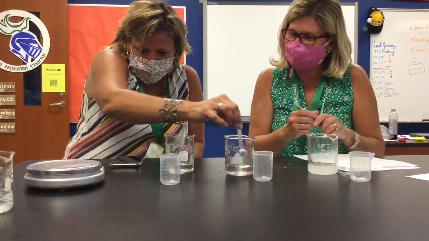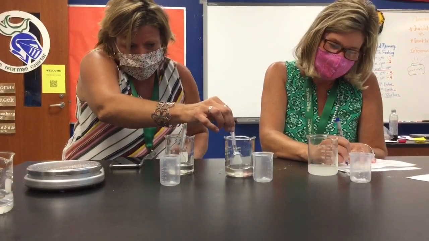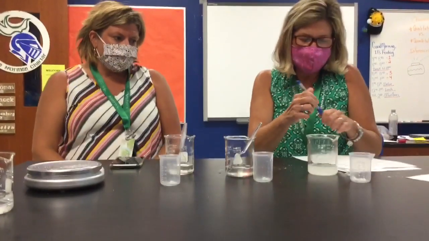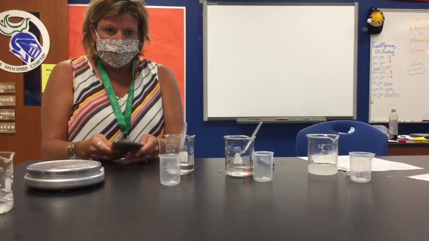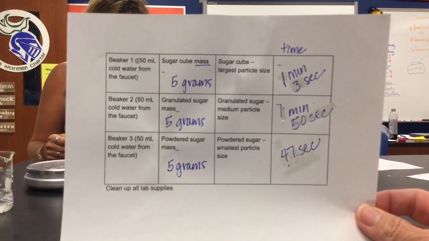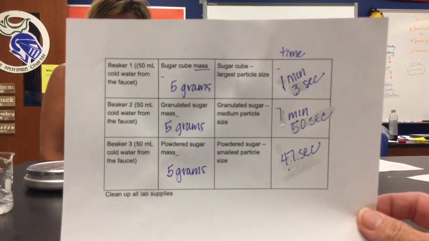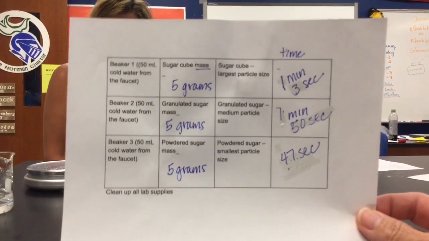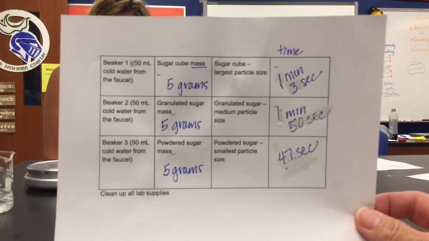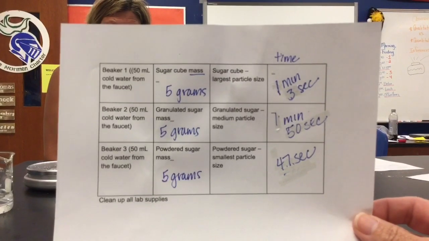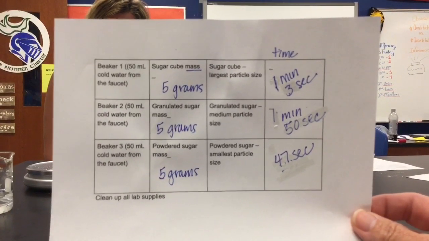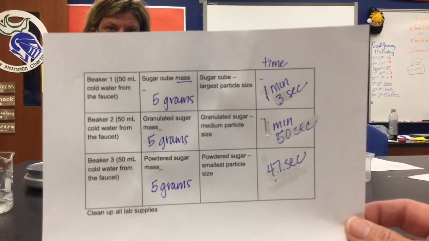All right, I think we're done. All right. 1 minute, 50 seconds. Okay. All right, so let me walk this over just a little closer. So again, I'm going to make sure that you can see this. So in your table for beaker number 1 that had the sugar cubes, it was 5 grams. It took 1 minute and 3 seconds to dissolve. Beaker number 2 had our granulated sugar, again 5 grams. It took 1 minute and 50 seconds. And the final beaker, which had 5 grams of powdered sugar, took 47 seconds. Make sure that looks kind of like a 7. That's a 1. Let me change that.